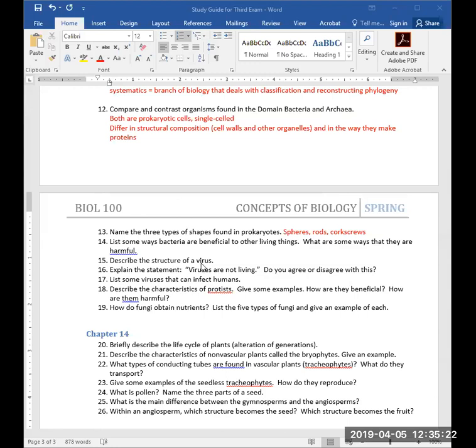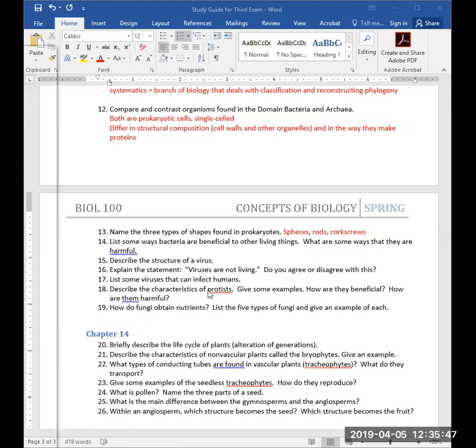All right, describe the structure of a virus. Now, there's also bad bacteria that cause disease: tetanus and gonorrhea and syphilis and the plague and lots of different things, and strep throat, right? So all these are caused by bacteria.